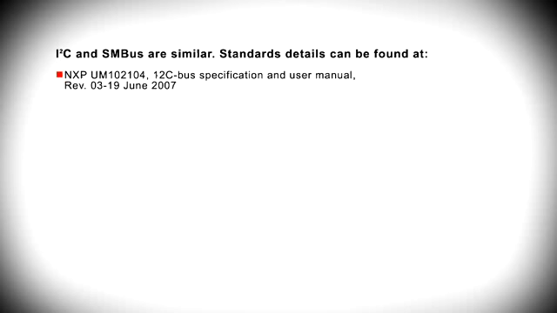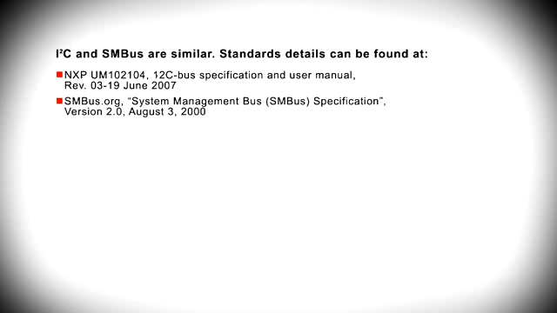I'm here to talk to you today about I2C and SMBus isolation using our industry-leading Si8400, Si8401, and Si8405 bi-directional isolators. I2C and SMBus are similar. Standards details can be found at NXP UM10204, I2C bus specification and user's manual, June 2007, or smbus.org, System Management Bus Specification, August 2000.